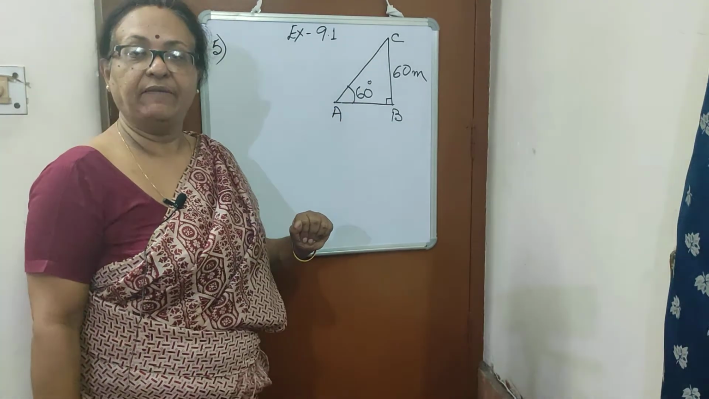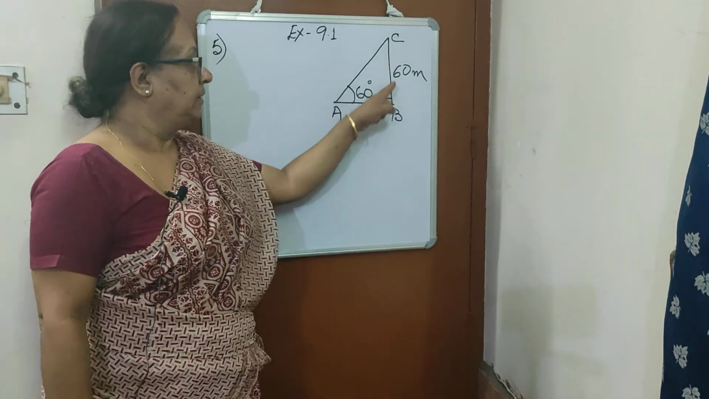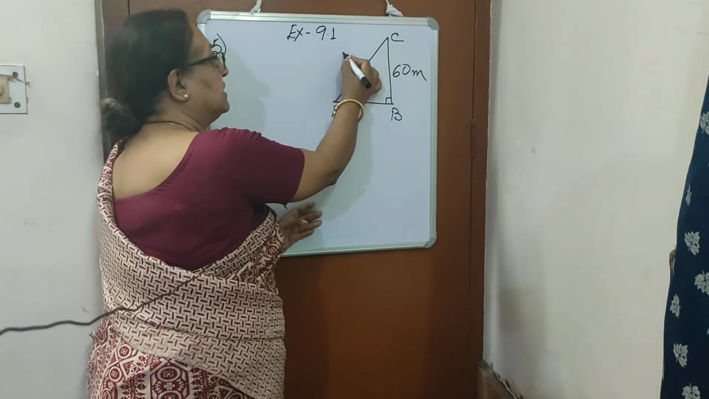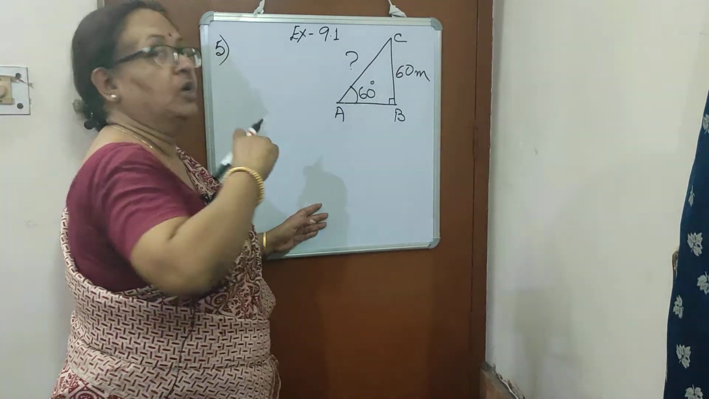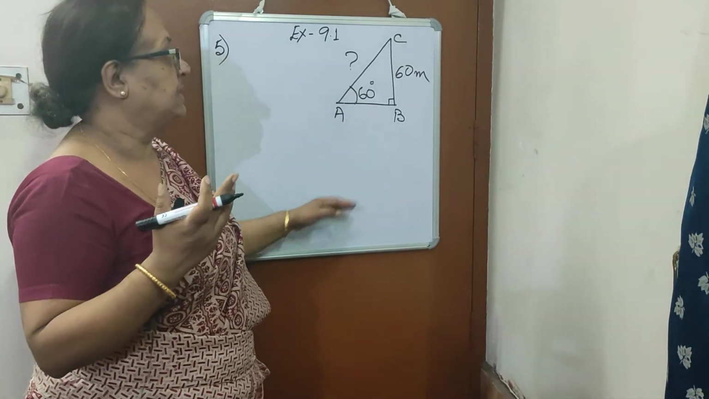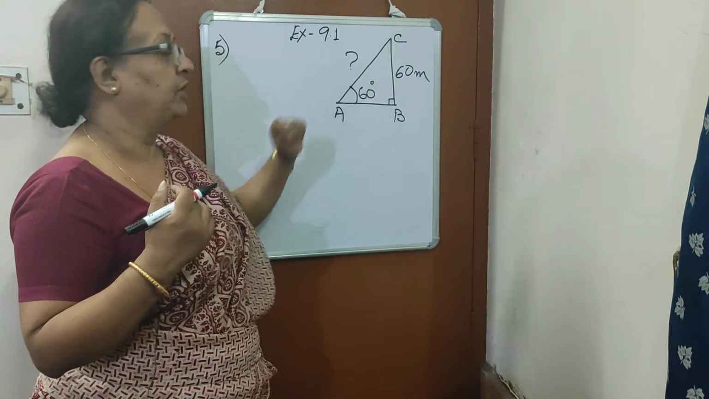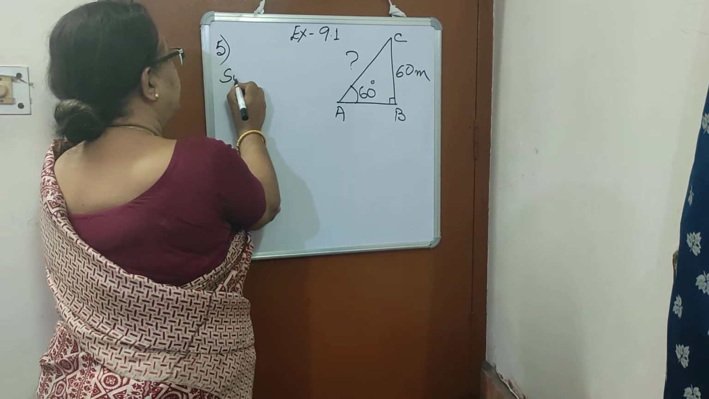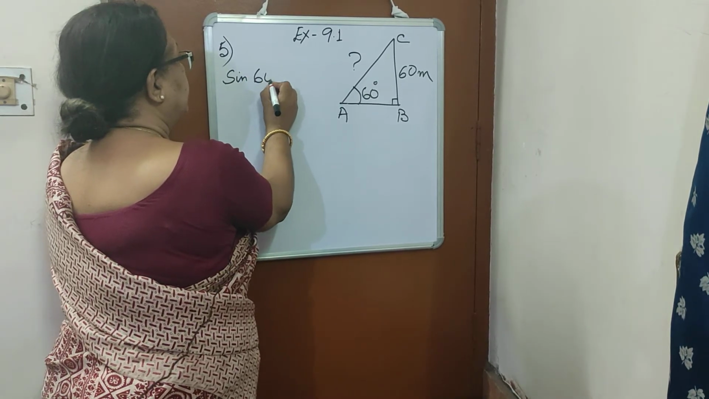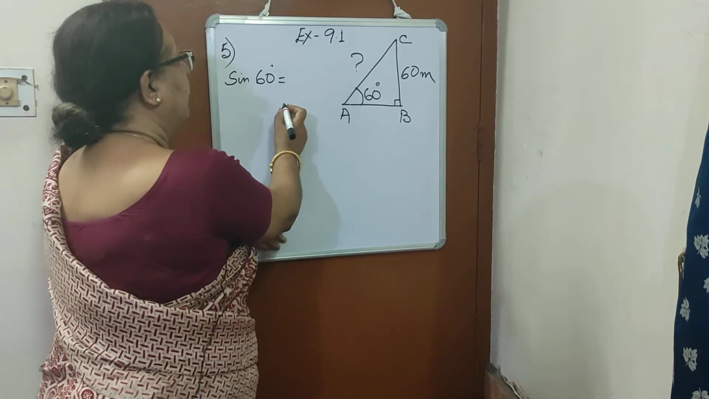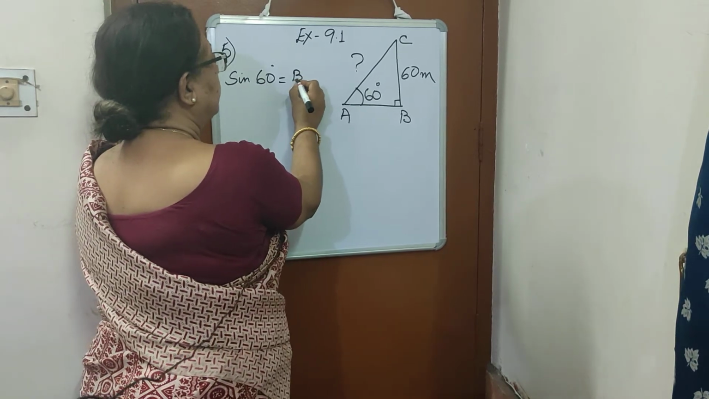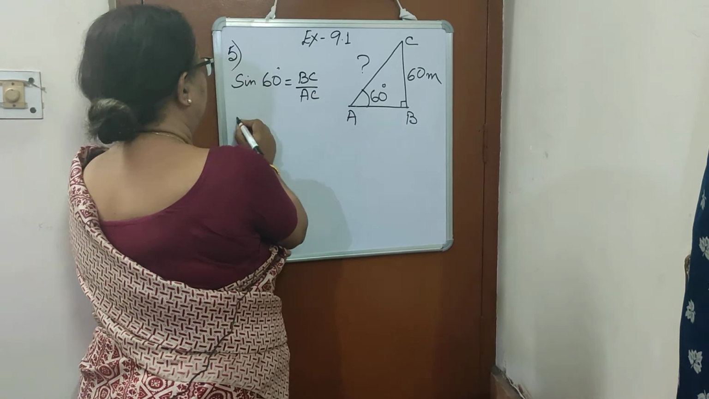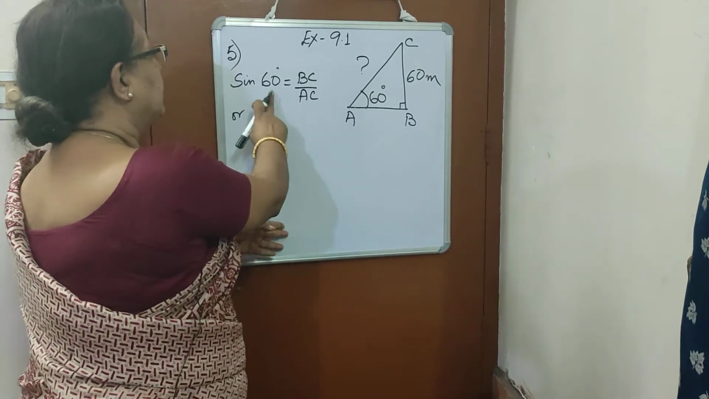Now, what all is given here? The perpendicular is known to you and you need to find this hypotenuse. So, which relation connects the perpendicular and the hypotenuse? Sine. So, we start with sine. Sine 60 is perpendicular, that is BC by hypotenuse AC. Substitute the values. What is sine 60?